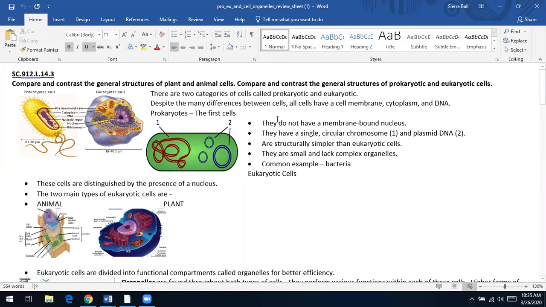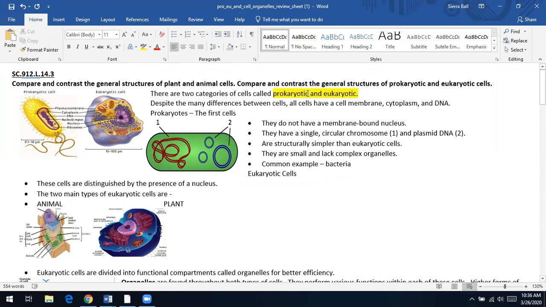All right, so today we're going to compare and contrast the general structures of plant and animal cells and compare and contrast the general structures of prokaryotic and eukaryotic cells. So first up, we need to note that we have two different types of cells: prokaryotic and eukaryotic. If you were in my class, I said pro rhymes with what? No, which means they have no what? Nucleus? No nucleus. Good job.